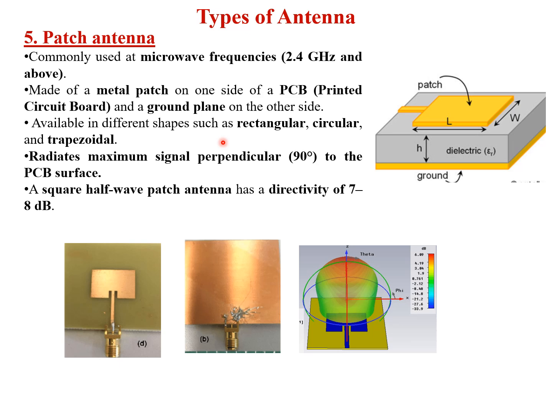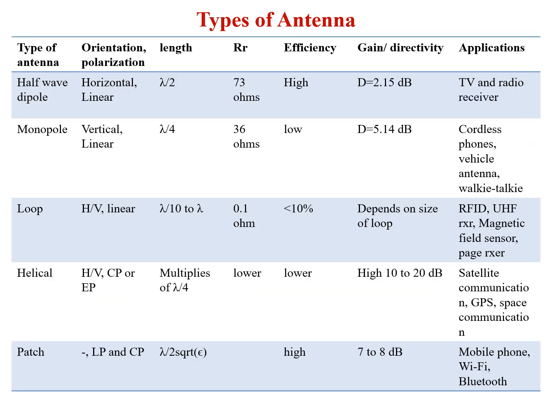It is available in different shapes such as rectangular, circular, and trapezoidal. It radiates maximum energy perpendicular to the PCB side. A square half wave patch antenna has a directivity of 7 to 8 decibels. So these are the various types of antenna.